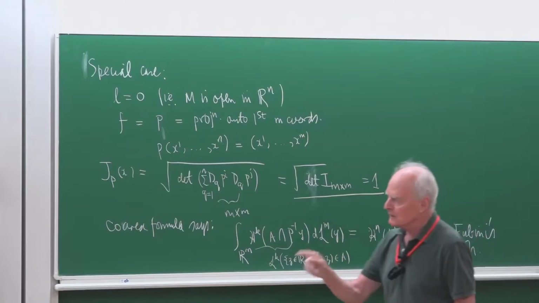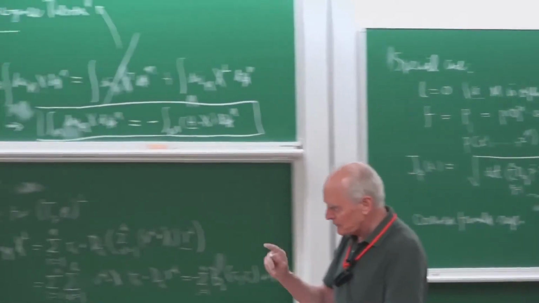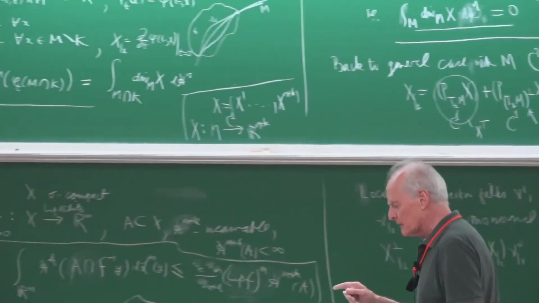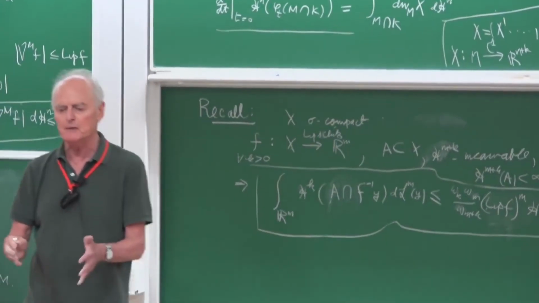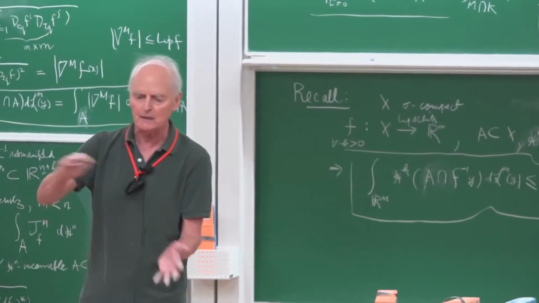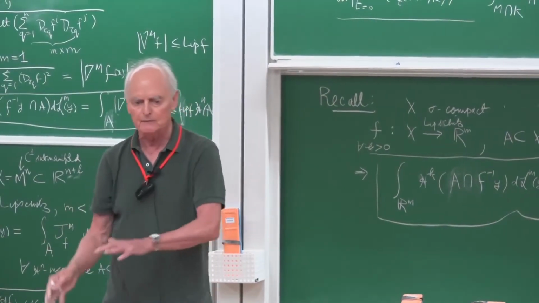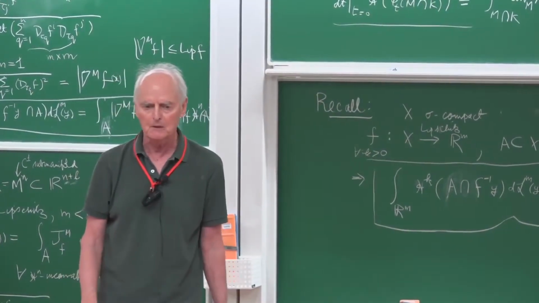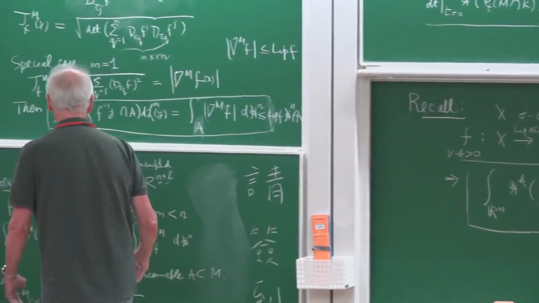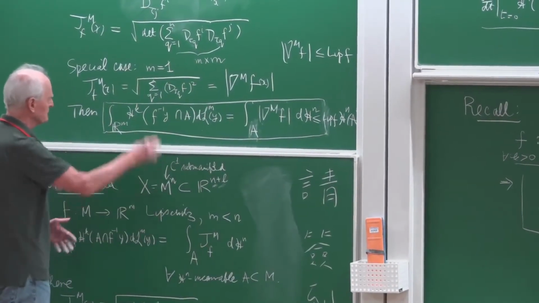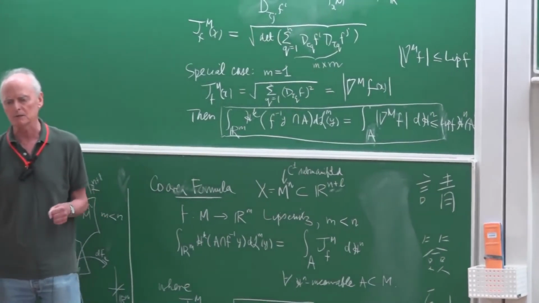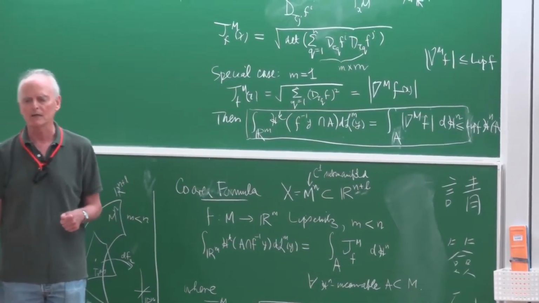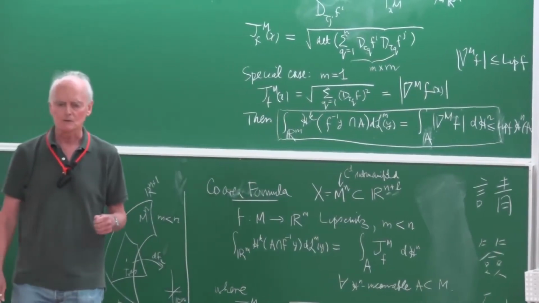So that's what the co-area formula should be. You should think of the co-area formula in that way. The co-area formula is a generalization of Fubini's theorem to a nonlinear setting, sort of a curvilinear version of Fubini's theorem, where instead of slicing by projections, you're slicing by a general Lipschitz function, and you're integrating those slices.